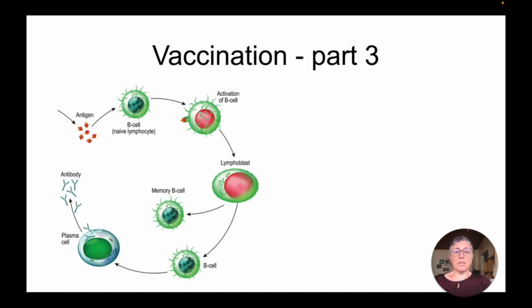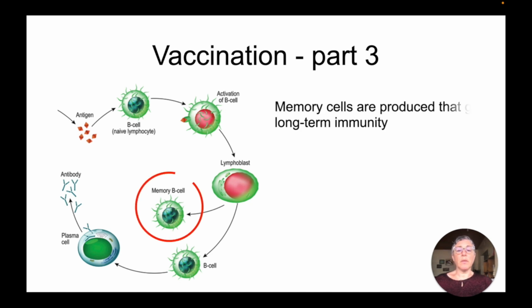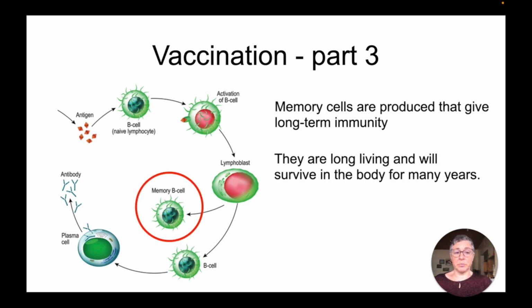So in the process of vaccination, we've talked about the fact that weakened pathogen or its antigens are injected into the human body. And as a result of this, antibodies are produced by the body's lymphocytes. In addition to that, memory cells are produced that's going to give long-term immunity. The reason being is that these memory cells are long-living and they'll survive in the body for many years.